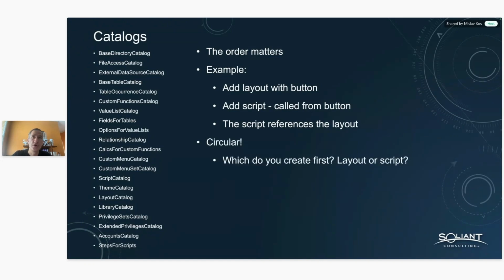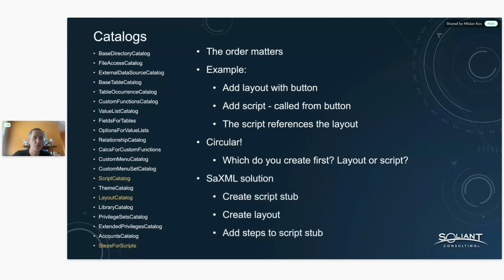If we were to deploy these changes manually into another file, which would we create first, the layout or the script? Whichever one is created first would have a broken reference to the other. So the way that the SAXML sidesteps this issue is that it creates first a script stub that has no script steps in it. Then it creates the layout with the button. The button can reference the script stub. It's not going to have a broken reference. And then you add the steps to the script stub, and those steps can then reference the layout, right? So in this way, we avoid any issues that have to do with these circular dependencies.